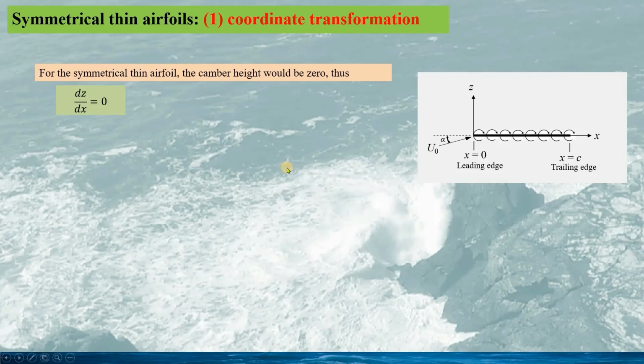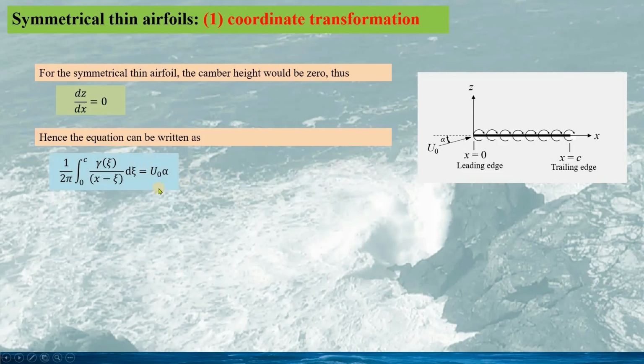For simplifying the solution, we first examine a simple case, the symmetric thin airfoil, which means the camber line of the airfoil would be on the x-axis. See the plot here. Hence, the gradient of the camber line with regard to x would be 0, given by this. So the mathematical equation for the vorticity strength can be simplified as this. However, if the equation is in this form, it is still very difficult to solve.